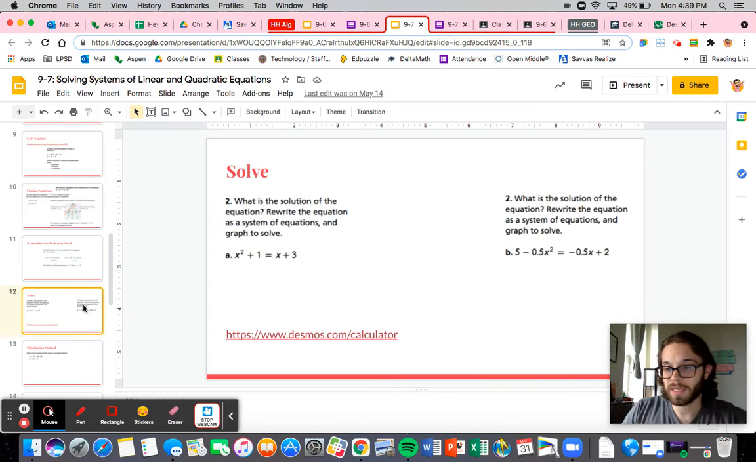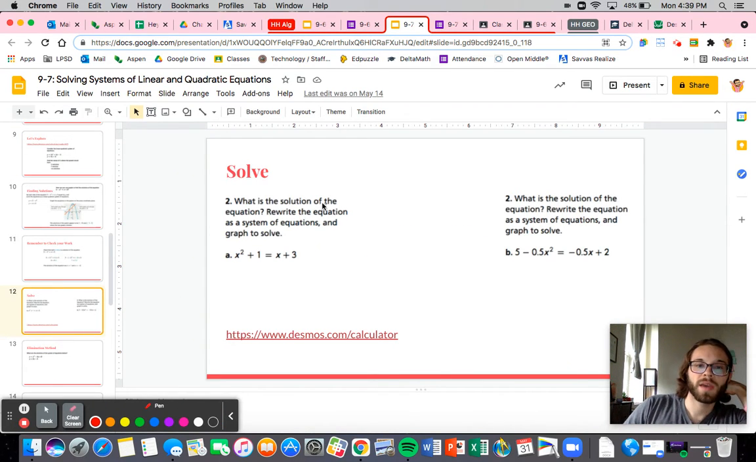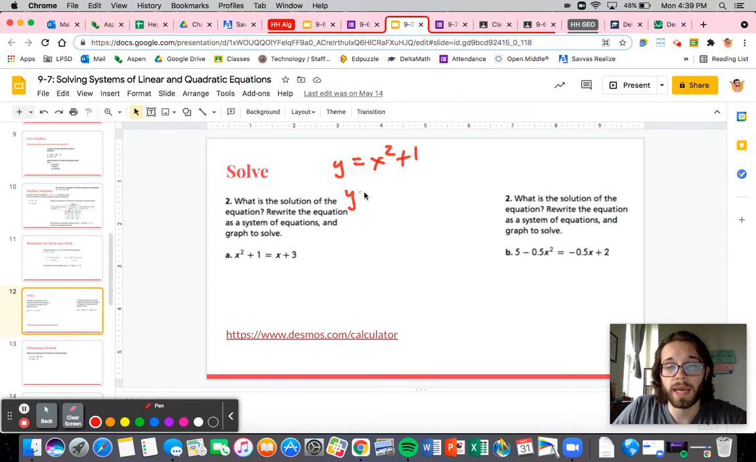All right, so let's go about solving some of these. What is the solution to this equation? If I were to rewrite this as a system of equations, right, what would this be? I essentially have just done substitution for this, right? So I have y would equal x squared plus 1, and y equals x plus 3. This might even make things a little bit easier.